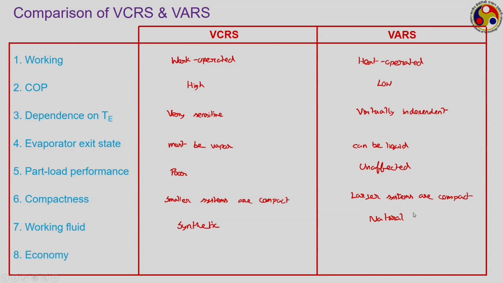And finally, the economical point of view, this is generally economic and also available over a large range of sizes, but it is economic only when some waste heat is available. If some source of waste heat is not available, then it is not economic at all, and that is why VRS is more preferred for large scale application because of this.